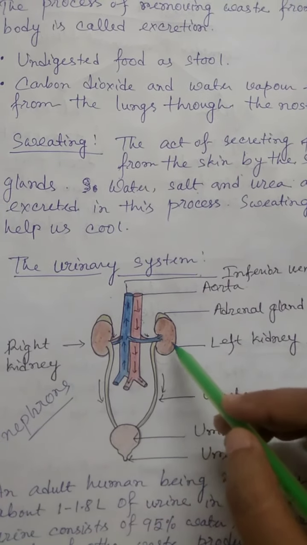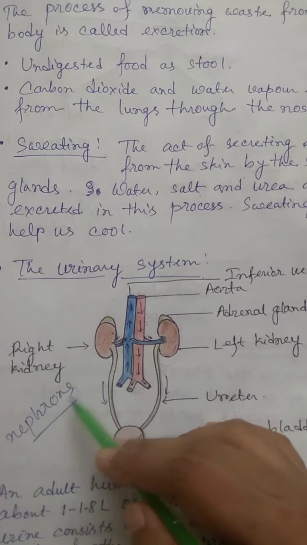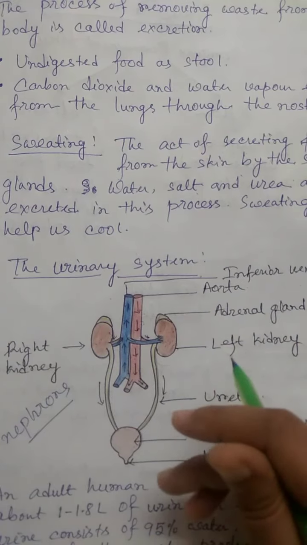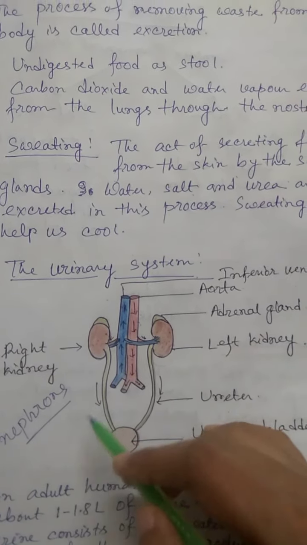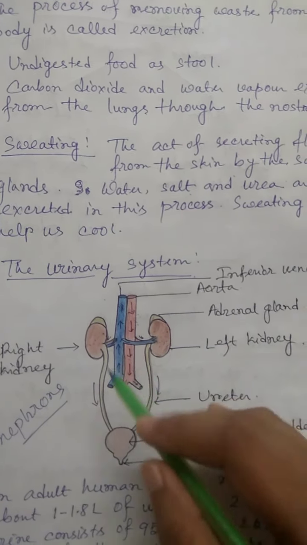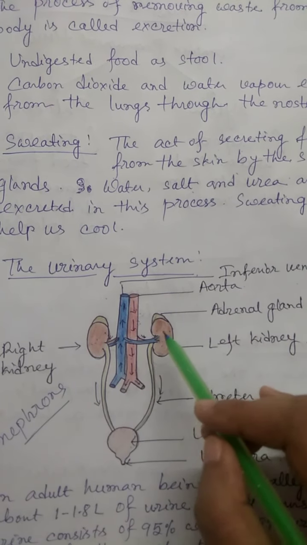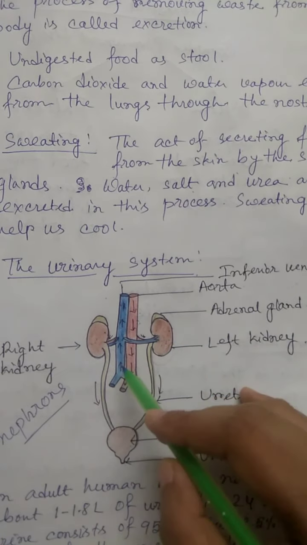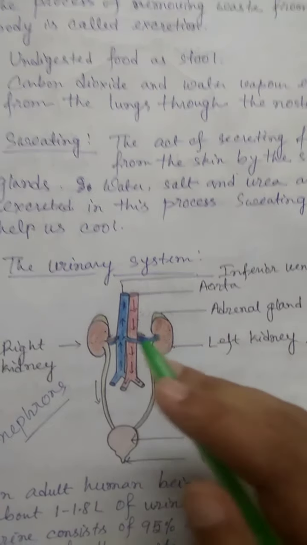Inside of these kidneys, there are very small structures known as nephrons. These are the structural and functional unit of kidneys. They work like a strainer. So when the blood filled with waste materials enters into both kidneys, the nephrons strain out the waste materials and absorb the water and required things.